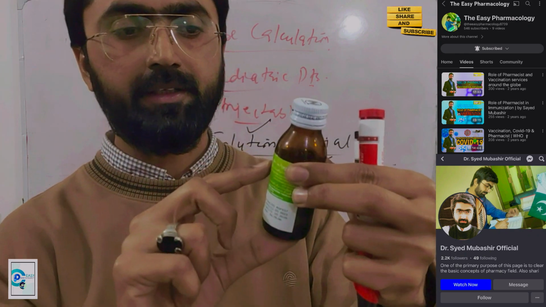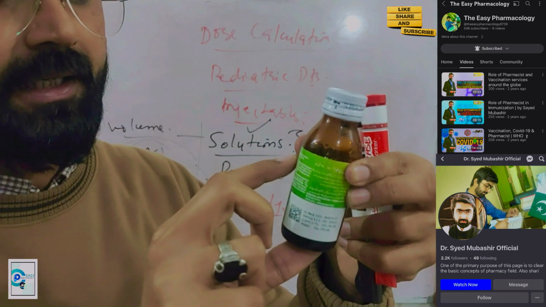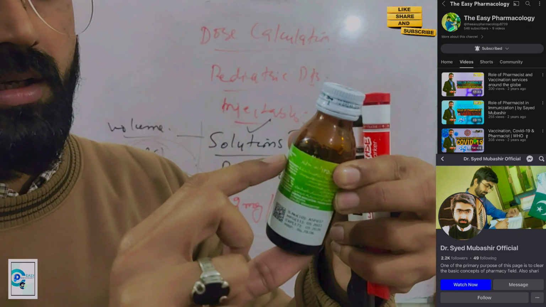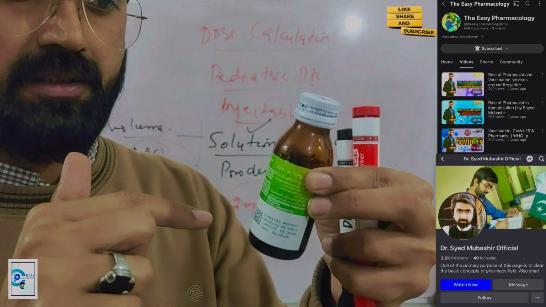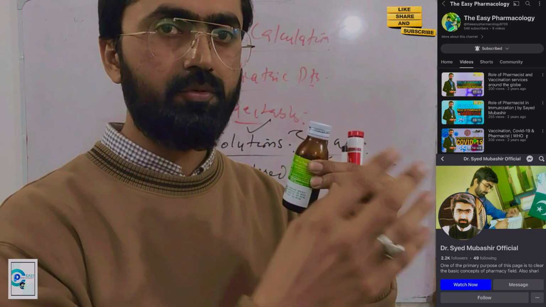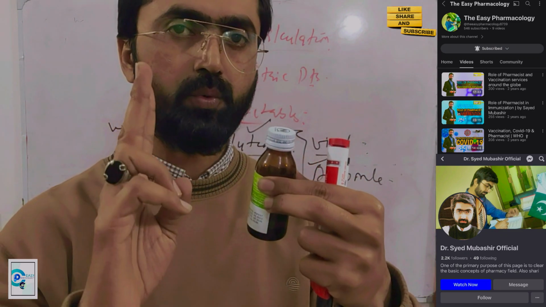The second thing written on the syrup is that each 5 ml contains 125 milligram of that drug. So this is known as a strength. The strength is something else. The total volume contained in that container is something else. So there are two things.